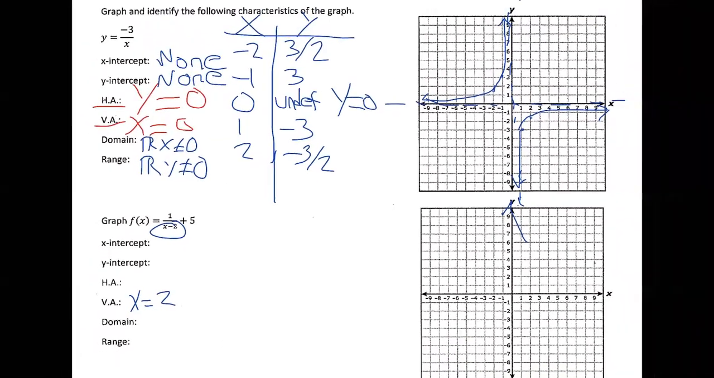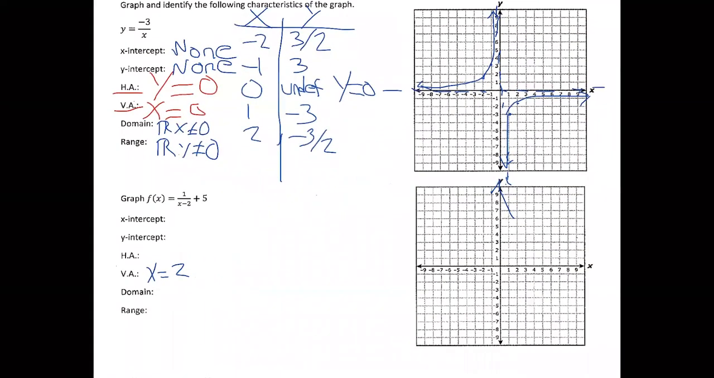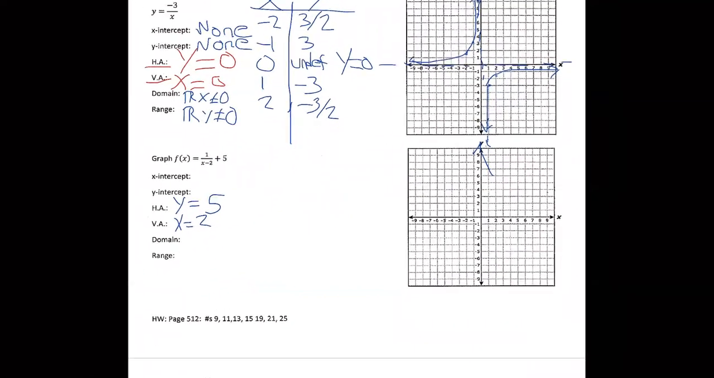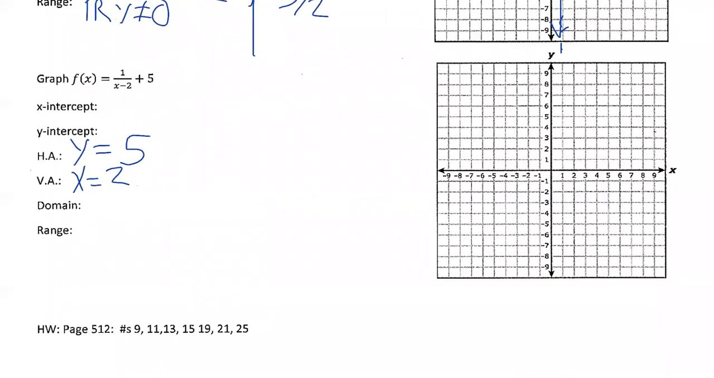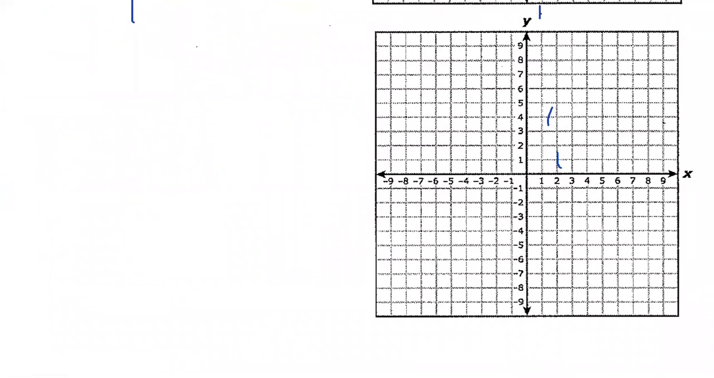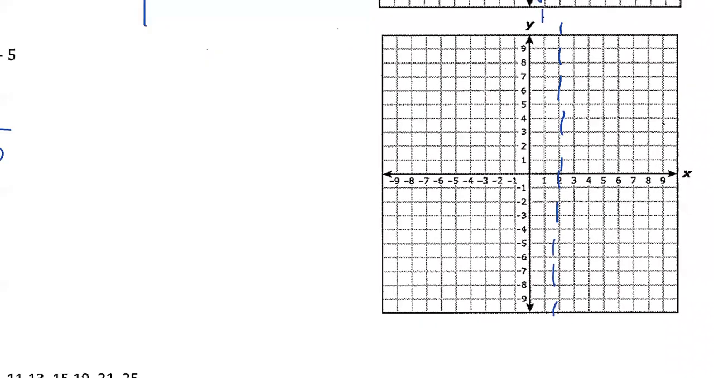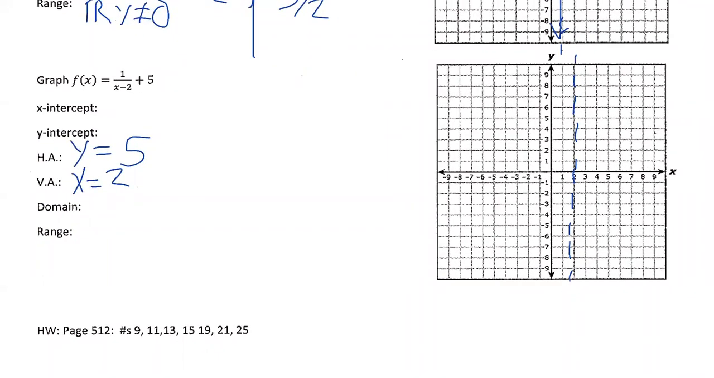For our horizontal asymptote, if you remember, that's your k value, what's added or subtracted outside our function, so that would be 5 in this example. So our horizontal asymptote is going to be y equals 5. So I'm going to draw in our asymptotes. We're going to have a vertical asymptote at 2, and our horizontal asymptote at 5.